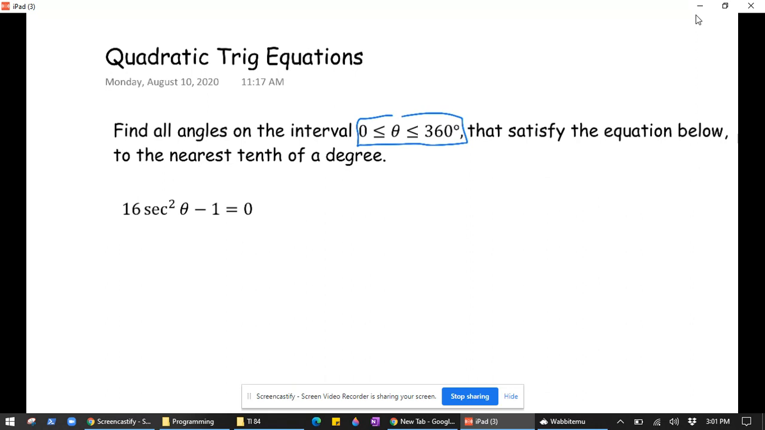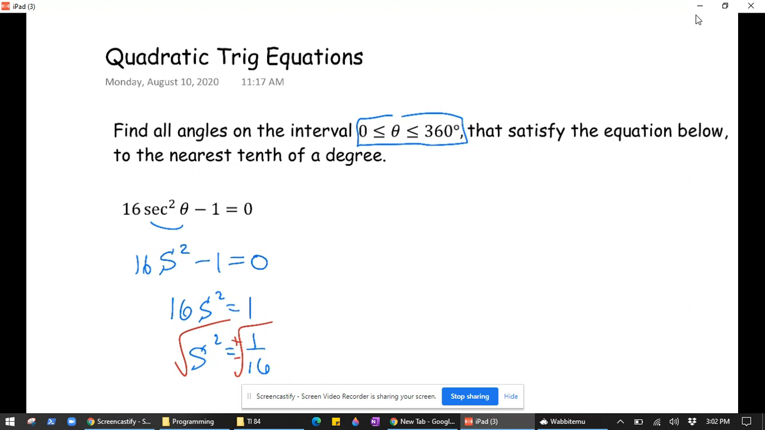The first thing we have to do is we always have to do the algebra first, and then we do the trig. I'm going to just, for writability's sake, replace that with an s. So this is 16s squared minus 1 equals 0. You add 1 to both sides, you get 16s squared equals 1. Divide by 16, you get s squared equals 1 over 16. And then by square rooting, we get that s is equal to a positive a fourth or negative a fourth.